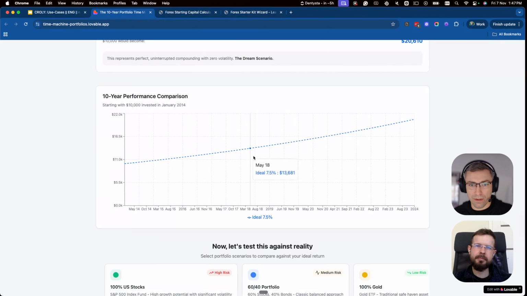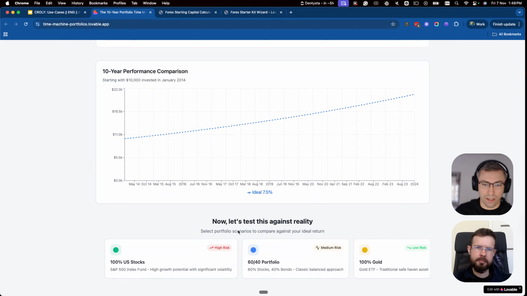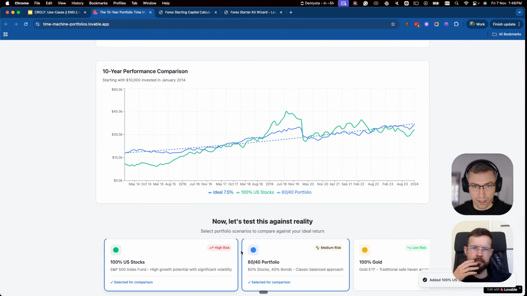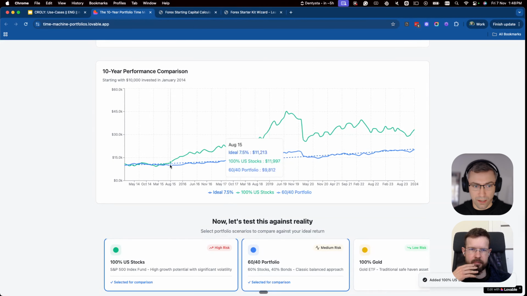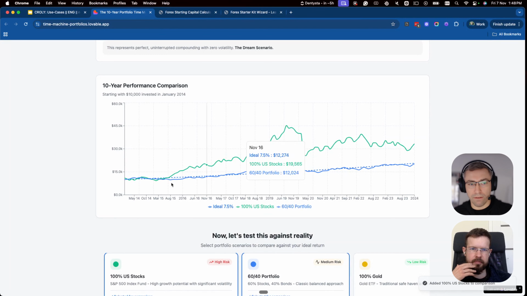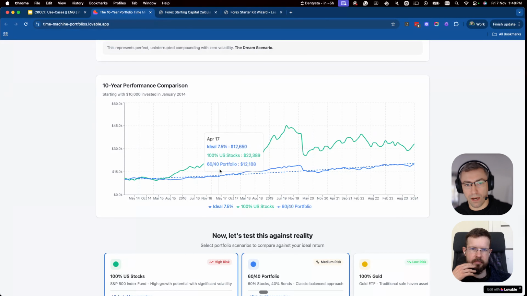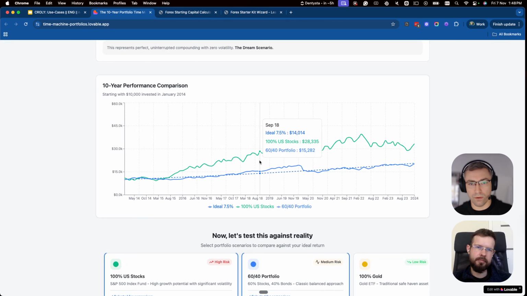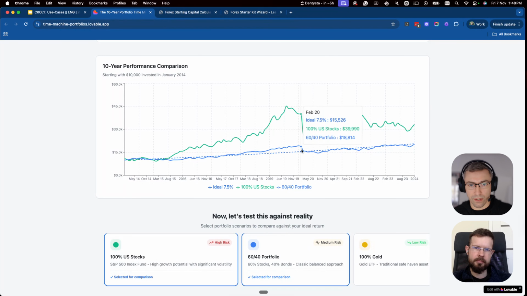What's the performance comparison? You see the percentage, how the lump sum investment would look if you invest today, and how it grows with time. Here you see different portfolio types, and you can click and add on top of it, so that you could see, if I invest 100% in stocks, what would happen going back 10 years? Like if I did it 10 years ago, how would a 100% US stocks portfolio behave? So that's going up and down, clearly way more volatile than a 60-40 portfolio.